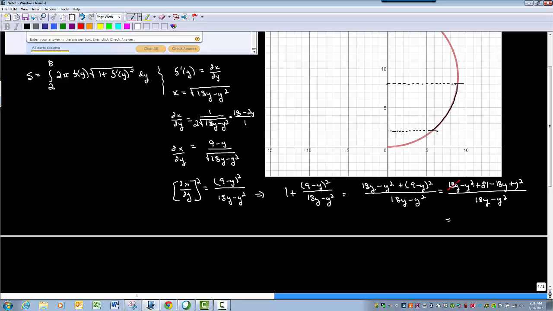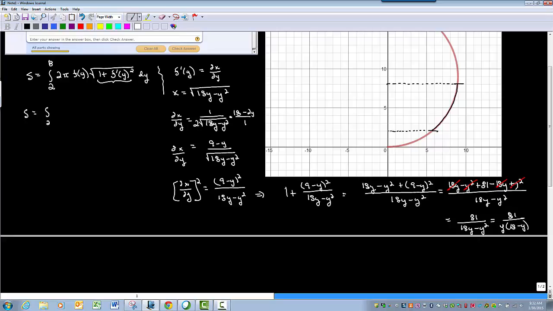We've got this 18y and this 18y cancel out. This y squared and this y squared cancel out. And so what I'm left with here is just 81 for the numerator, and then 18y minus y squared for the denominator. And if I want to, I can factor out a y. So I've got 81 over y times 18 minus y. So this right here looks like it's this chunk.